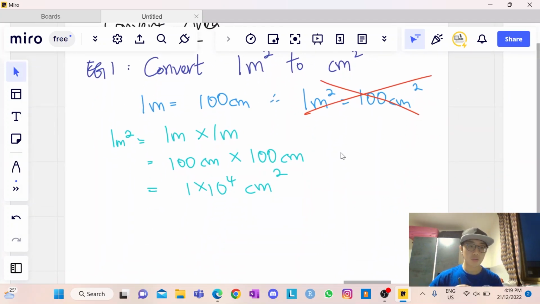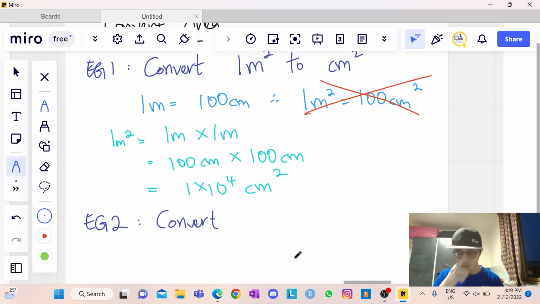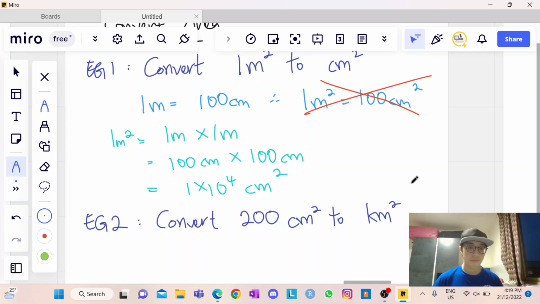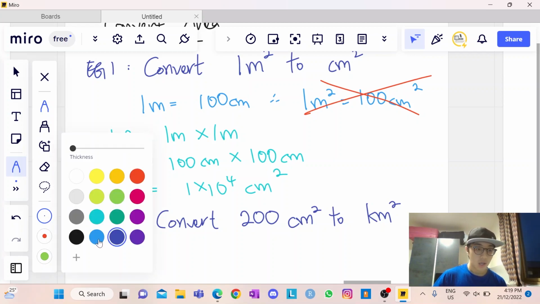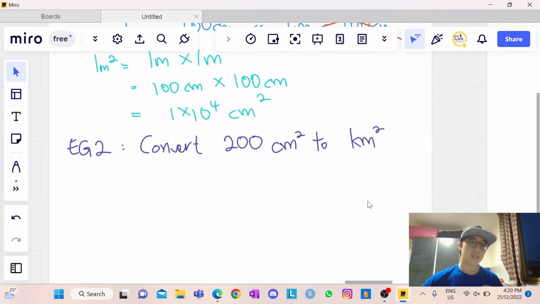So back to the question. You're going to convert 1 meter square to cm square. You already got the answer: 1 times 10 to the power of 4 cm square. Now the second example, you might choose to pause the video to try to work it out yourself first. I would like you to convert 200 cm square to km square. If you wish, you can pause the video. If not, I'm going to solve this right now.